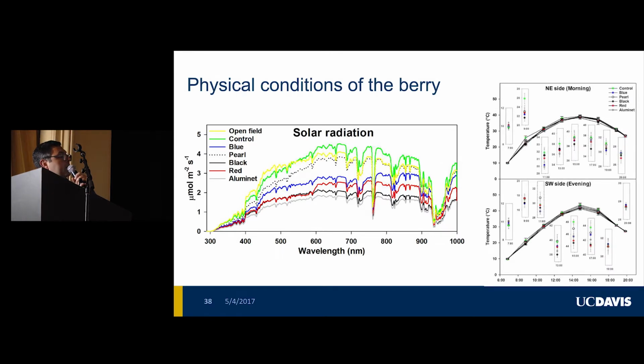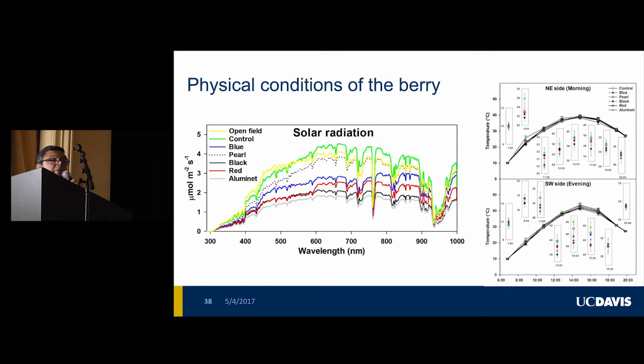So we're dropping this with the black cloth, for example. It's only letting in about 76% of ultraviolet B light. White is filtering out about 30%. Silver is filtering out 60%. Red even more, and so on and so forth. What this is doing is actually changing the temperature of the berry as it's going through the day. I won't bore you with the whole lot of details.